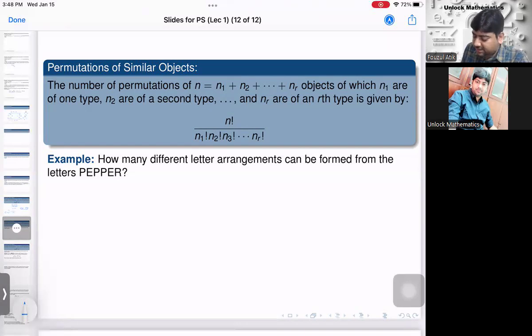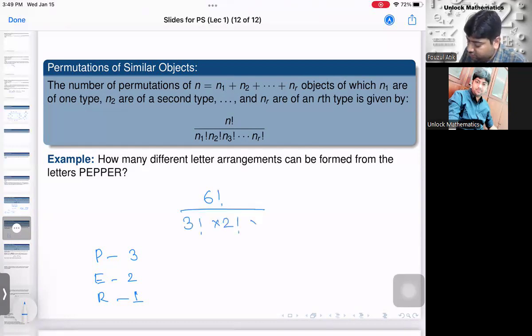Yes, so altogether there are 6 letters. Among them, the letter P appears 3 times, the letter E appears 2 times, and R appears 1 time. And you have to find the letter arrangements, right? So there are altogether 6 objects. Among them 3 are of one type, 2 are of a second type, and the R element is of 1 kind. So how many different ways? This is the permutation of similar objects. According to the formula, you have 6 factorial divided by 3 factorial into 2 factorial into 1 factorial. This many different letter arrangements are possible.